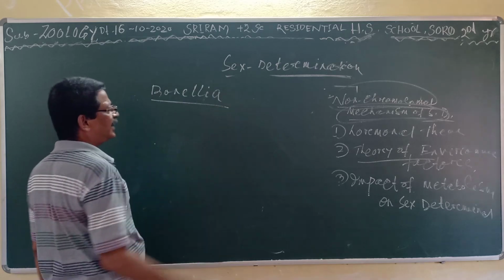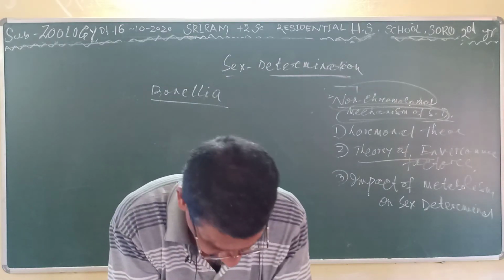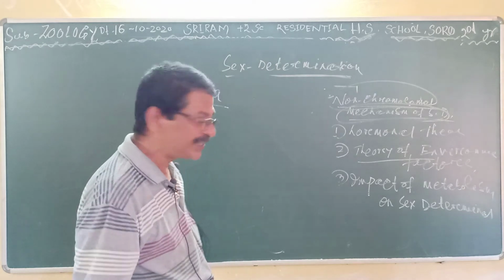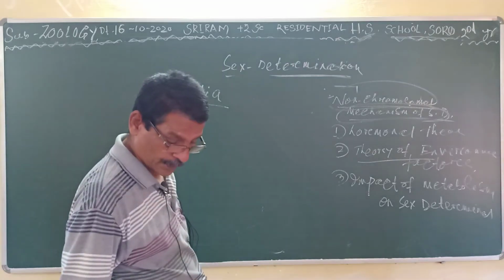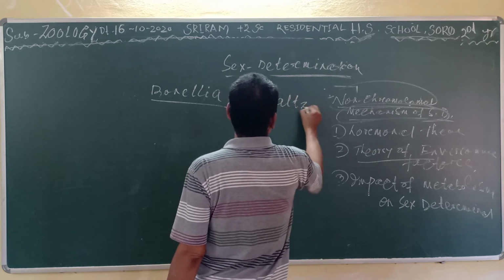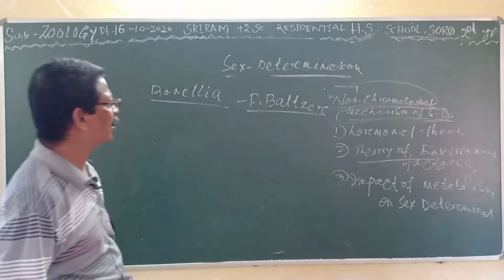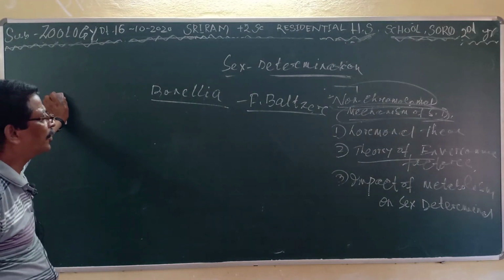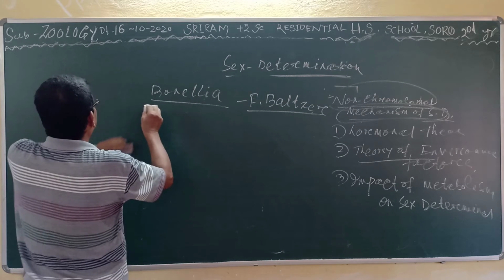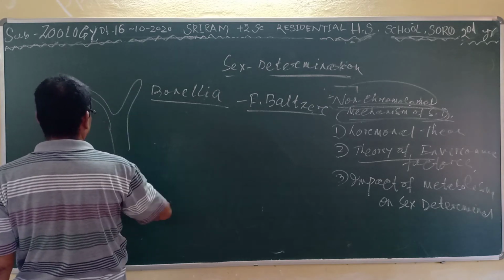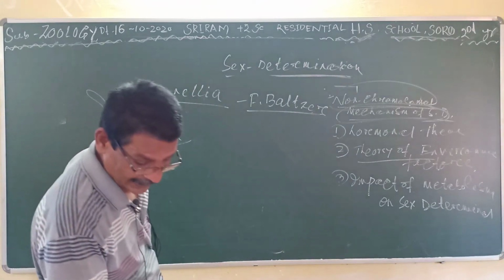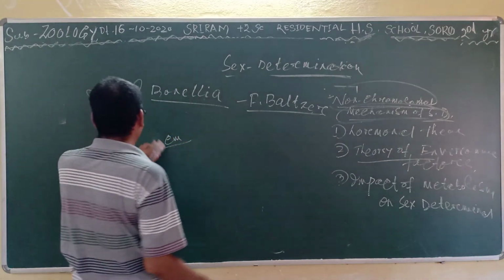It is a sea worm, an annelid, an earthworm-like structure. The work on this Bonellia was done by F. Baltzer. He found that the female has a large body, like this, and its size is about 15 centimeters, not 30, 15 centimeters.